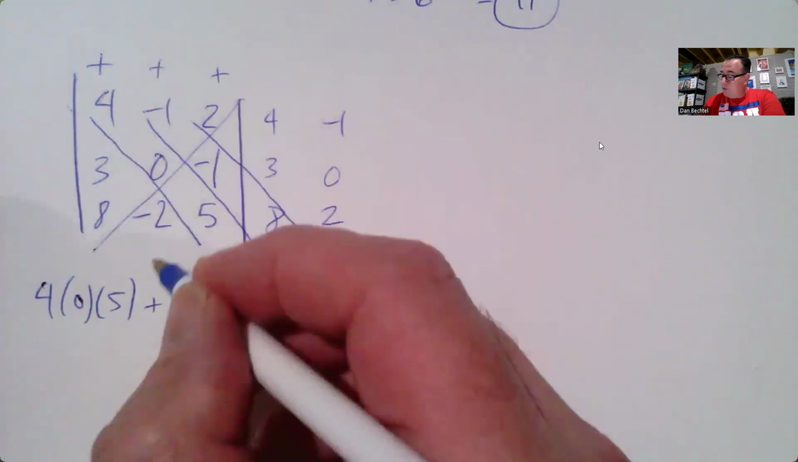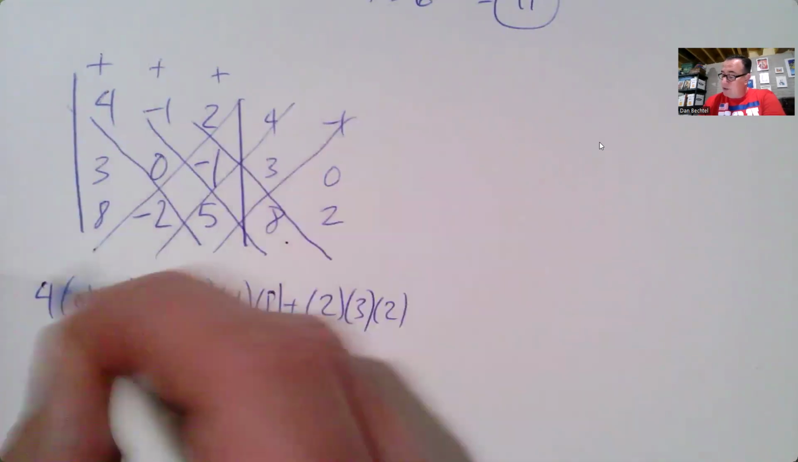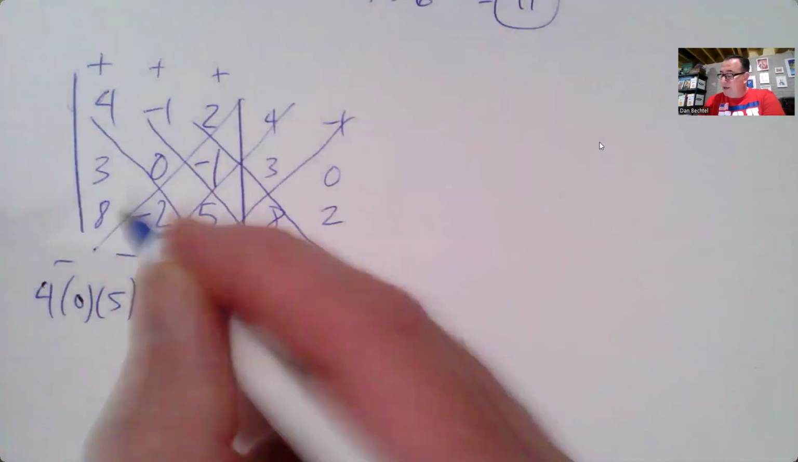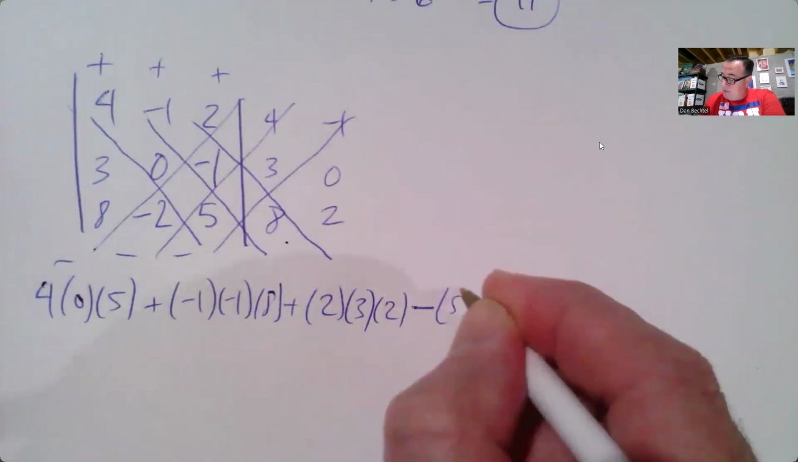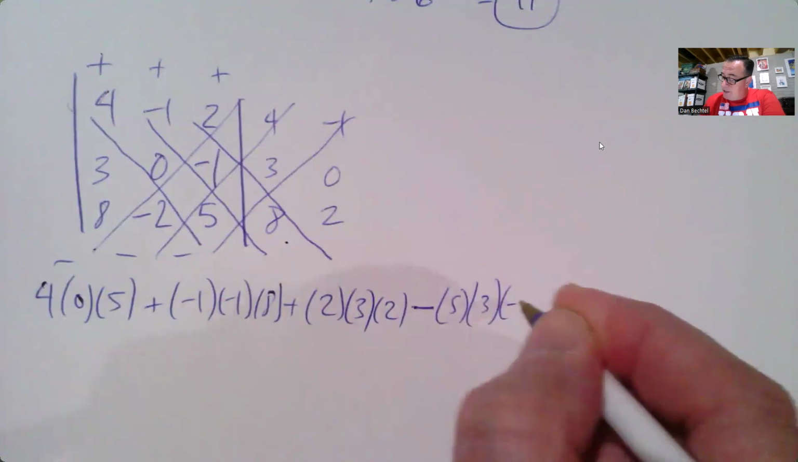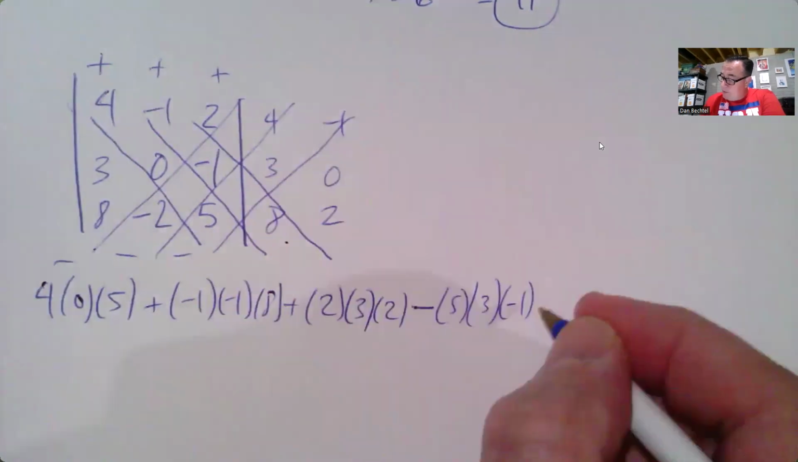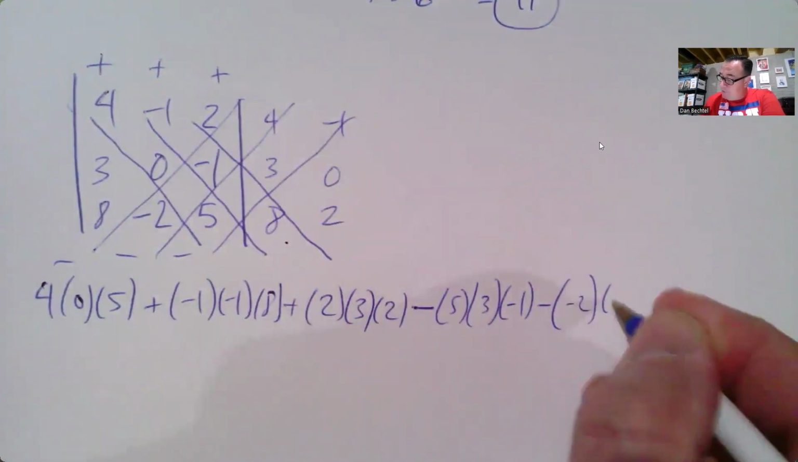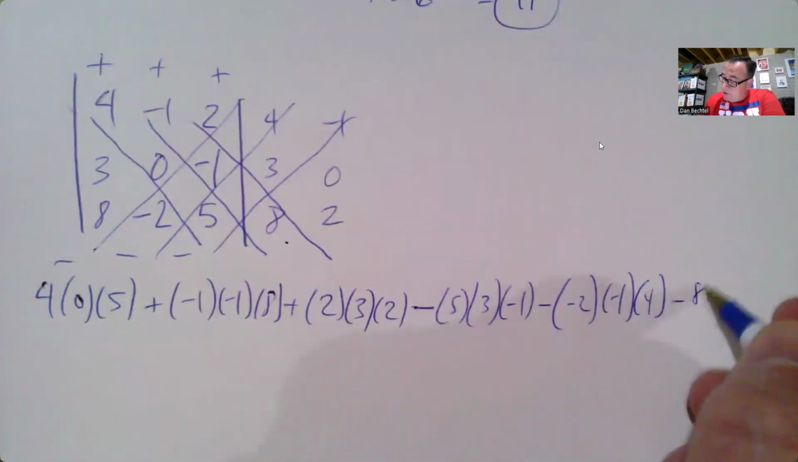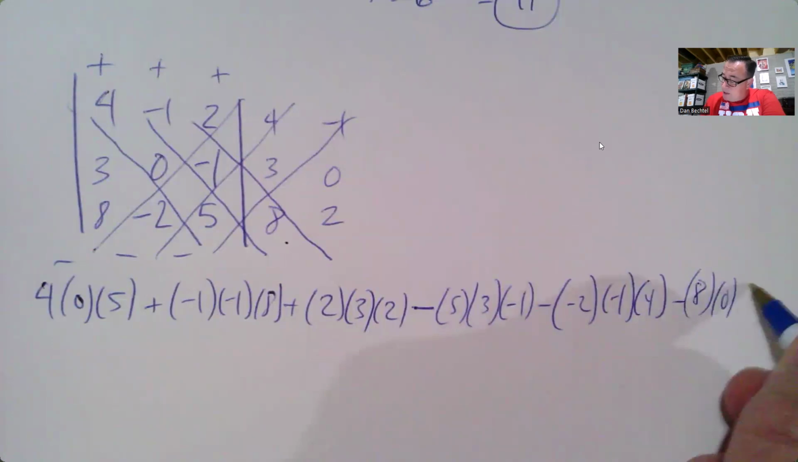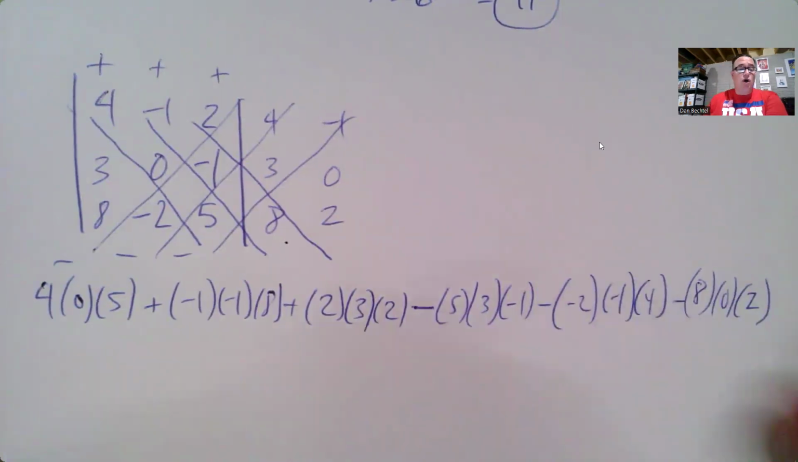Now we're going to be doing the three negatives. Those are going to be these three. I tend to go right to left, but it doesn't matter the order you do them. So minus 5 times 3 times -1. That's our first one. Minus -2 times -1 times 4 minus 8 times 0 times 2. That gives us all of our numbers, the three minuses in the second half, the three pluses in the first half.